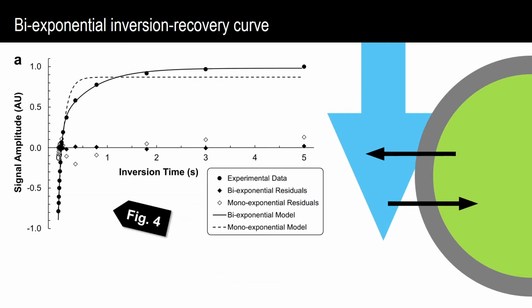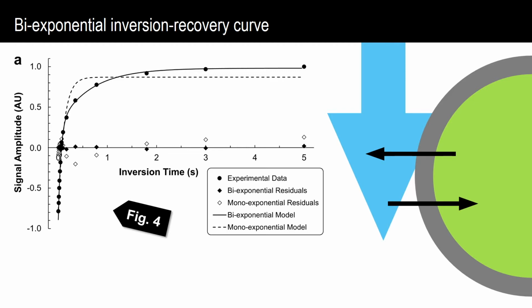Let's keep this picture in mind and look at the actual inversion recovery data we collected from this perfused cell culture system. And here's figure 4 from our paper. The inversion recovery curve was well modeled by the bi-exponential model, but not the mono-exponential model, as expected for a system in the slow exchange limit.